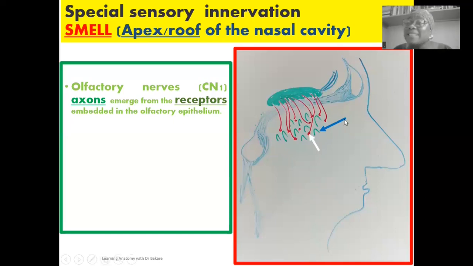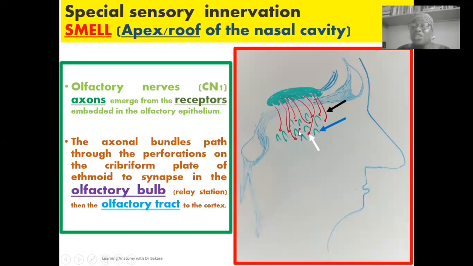So you have axons emerging from the olfactory receptors, and these are the axons here, highlighted in red and also arrowed in black. So these axons are what is referred to as the olfactory nerve. But the olfactory nerve, we know that it emerges within the apex or the roof of the nasal cavity. And this nerve needs to pass through this region for it to enter into the cranial cavity where we have the olfactory cortex. And that is why we have the collection of these bundles passing through the perforation that is created on the cribriform plate of the ethmoid bone.